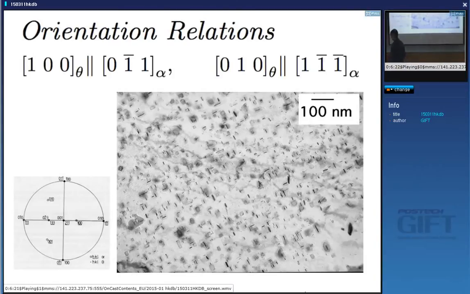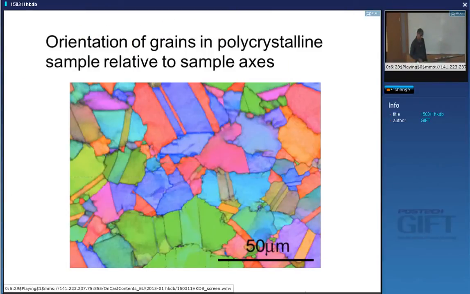You're all familiar probably with electron backscattered diffraction, and here the colors are representing orientation as a function of position. And the same machine will give you a plot, which is a stereographic projection showing your sample axes and where each crystal's 100 direction is located, or whatever direction you choose. So you need to be able to interpret that.